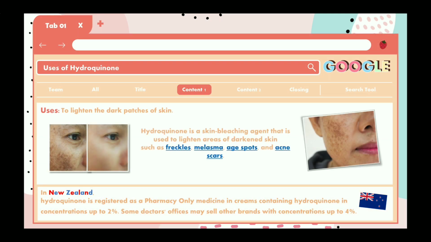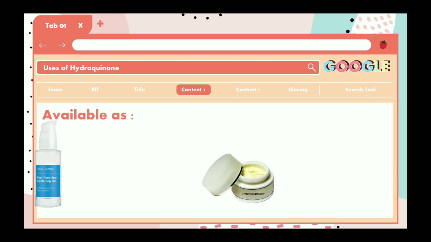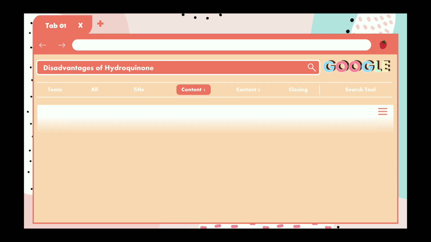Hydroquinone is a skin bleaching agent that is used to lighten the dark patches of skin, also called hyperpigmentation, such as freckles, melasma, age spots, and acne scars. It is usually caused by pregnancy, birth control pills, hormone medicine, or injury to the skin. This medicine works by blocking the process in the skin that leads to discoloration. Hydroquinone is usually found in skin lighteners, facial and skin cleanser, facial moisturizers, and hair conditioners. It is available as a cream, gel, lotion, or emulsion.